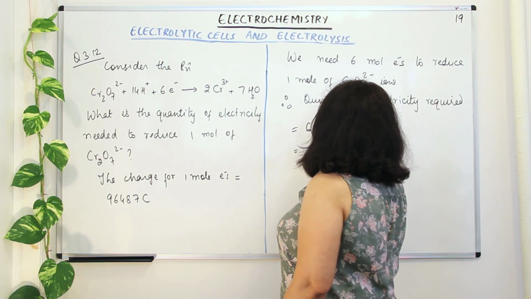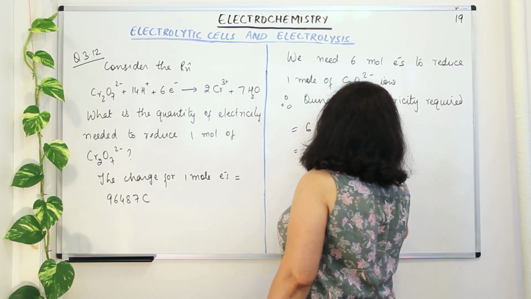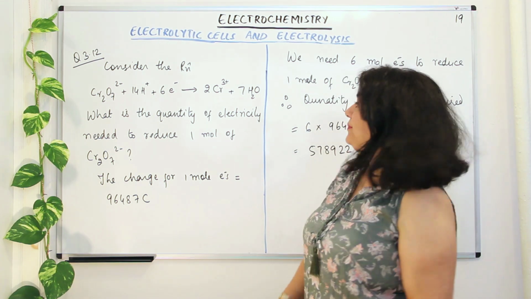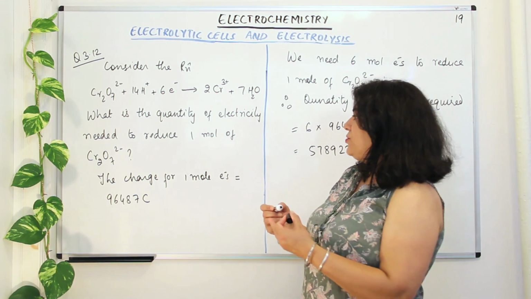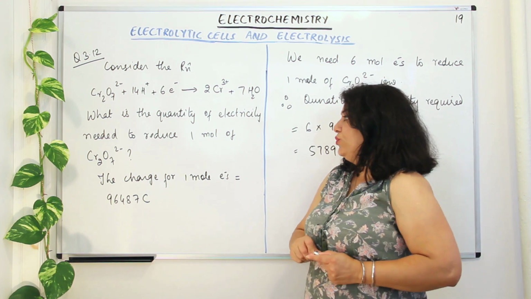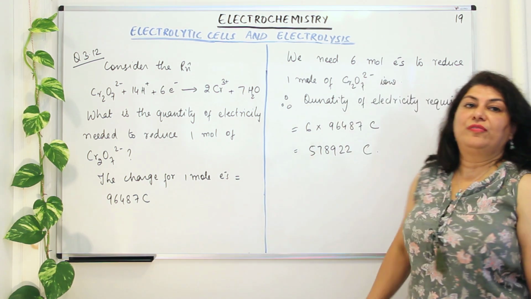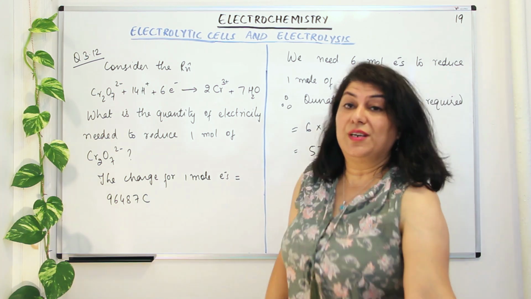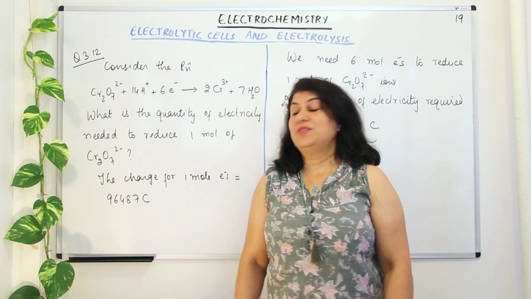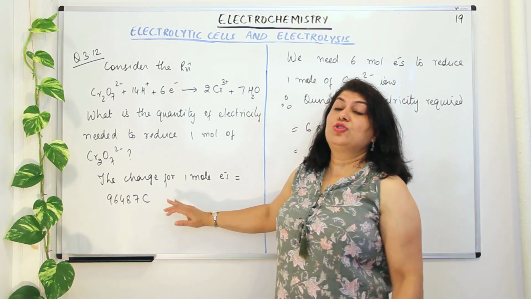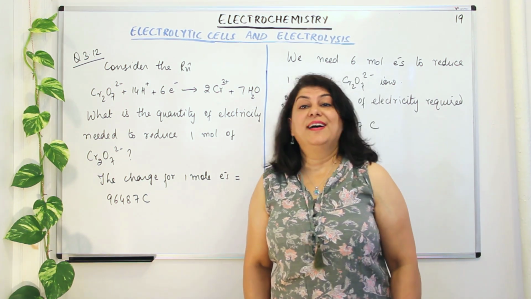578,922 coulombs of charge. So what is the quantity of electricity which is needed to reduce 1 mole of dichromate ion? You will need these many coulombs of charge, or if you talk in terms of Faradays, it would be 6 Faradays of electric current would be required to reduce 1 mole of dichromate ions.